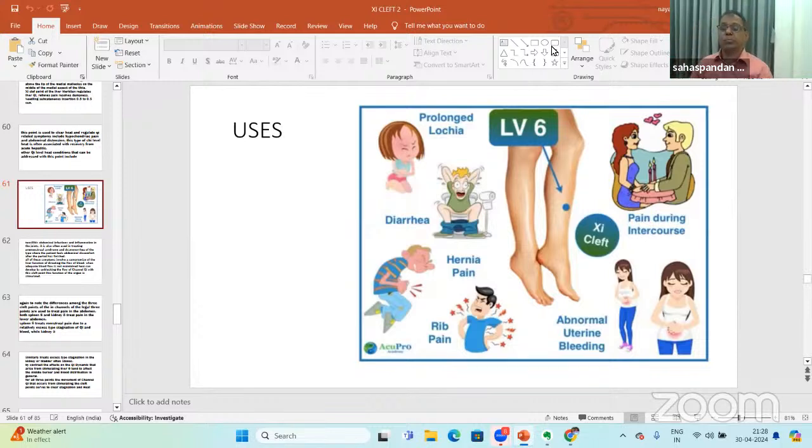This is the cleft point of the yang heel vessel, one of the extraordinary vessels, so it activates the meridian, benefits the low back and legs to reduce the pain. And how to needle: perpendicular insertion, 0.8 to 1.2 cun.